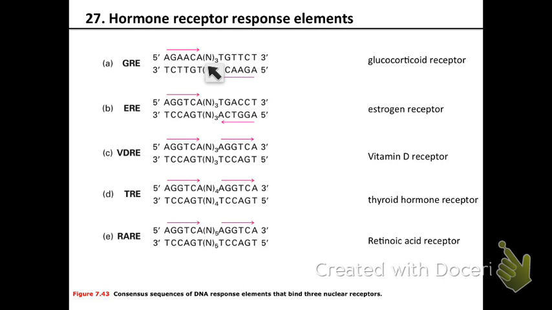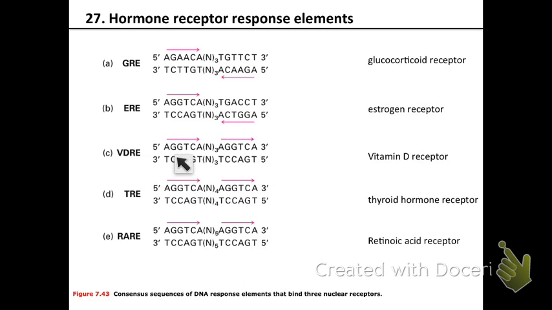They need to be separated by 3 nucleotides. When we want to say it can be any sequence, it's denoted as N. Here it can be any sequence, but there need to be only 3 of them. And the estrogen receptor binds to a different sequence, again separated by 3 nucleotides. And you can see here that these three hormone receptors bind exactly the same sequence.